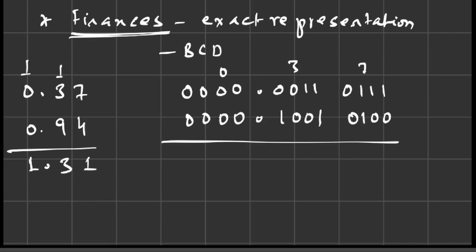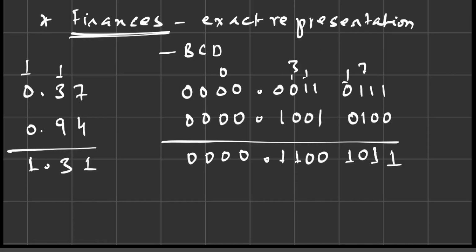So if we add them using binary addition, 1 and 0 is 1, and the next one is 1, 1 and 1 is 0 with 1 carry, and this is 1, and 1 and 1 is 0 with 1 carry, and 1 and 1 is 0 with 1 carry, and this is 1, and this is 1 dot 0000.